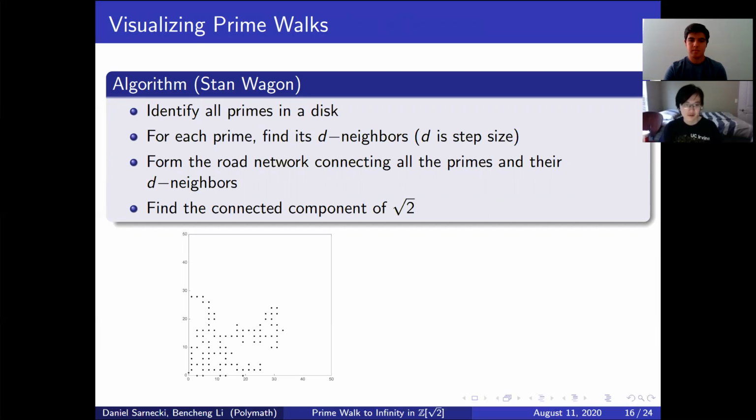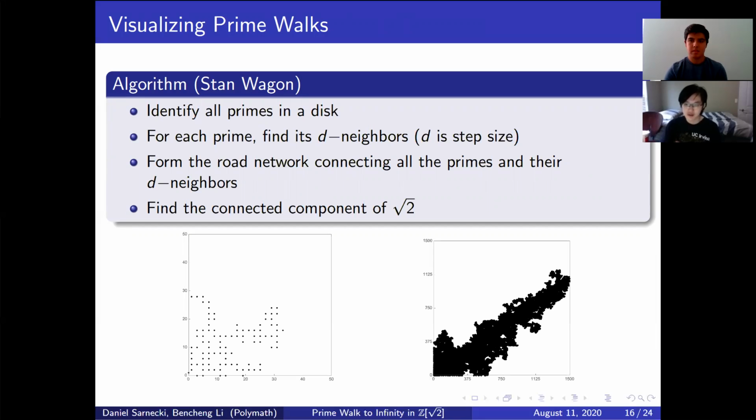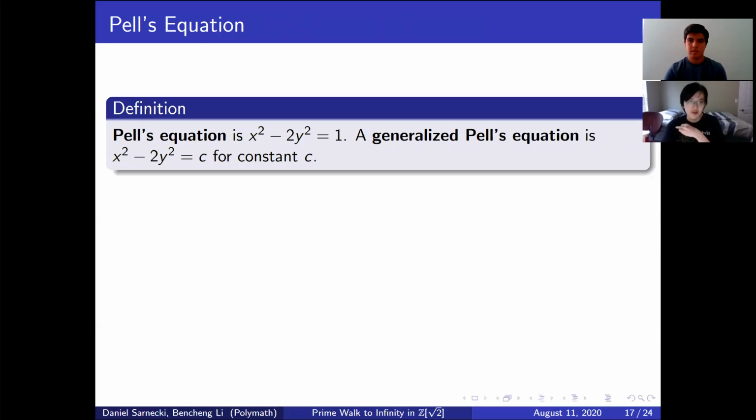Using this algorithm, we're able to generate these two graphs. The first one is the walk with step size root 2, and the second one is with step size equal to root 8. And we can see in this second graph that the walk tends to cluster around the asymptote, and also it tends to get closer and closer around the asymptote, which agrees with our intuition and conjecture from before.